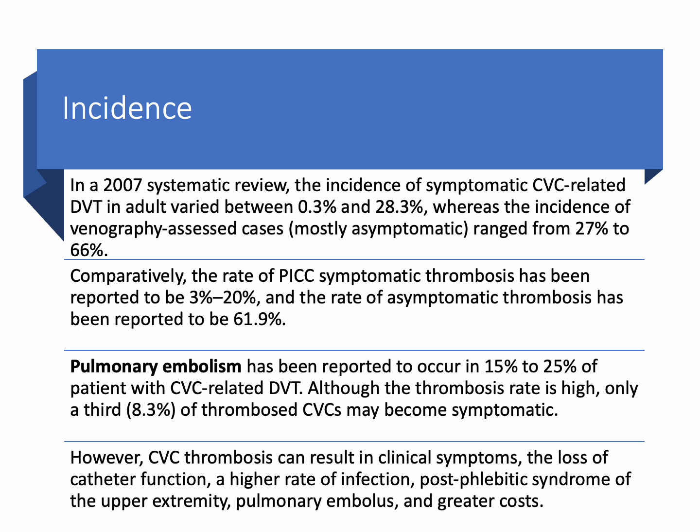Pulmonary embolism, on the other hand, is reported in about 15 to 25% of cases of patients with CVC-related DVT. And although the thrombosis rate is high, only about 1/3 of that patient population become actually symptomatic. However, CVC-associated thrombosis can result in significant clinical symptoms, loss of catheter function, which obviously requires replacement, a higher risk of infection, post-thrombotic or post-phlebitic syndrome of the upper extremity, but also increased risk of pulmonary embolism and greater costs to the patient and the facility.